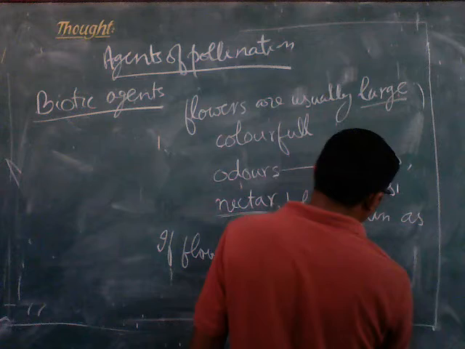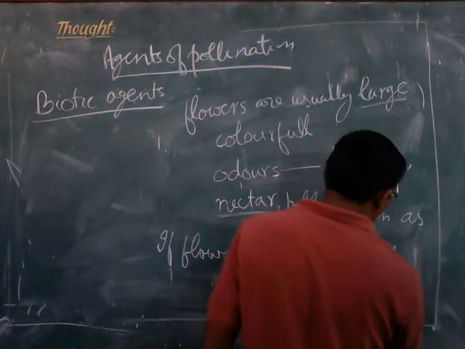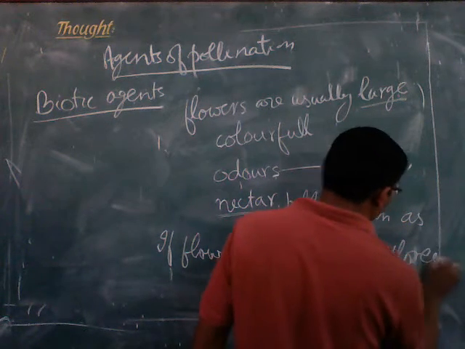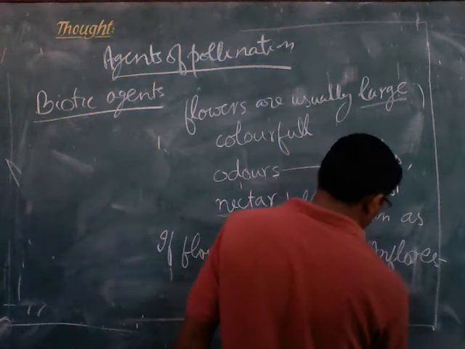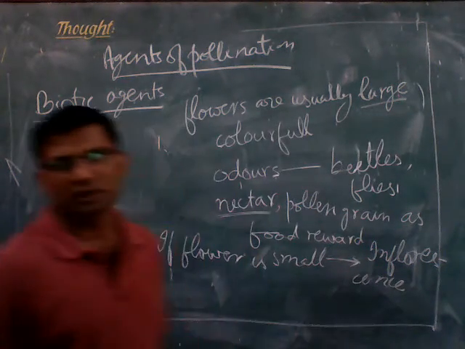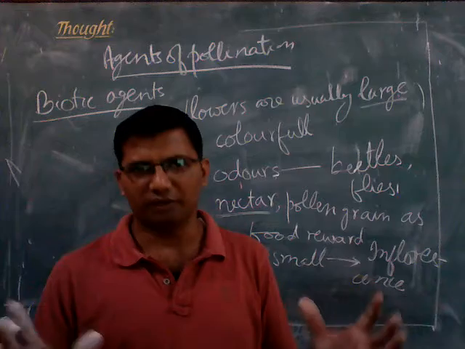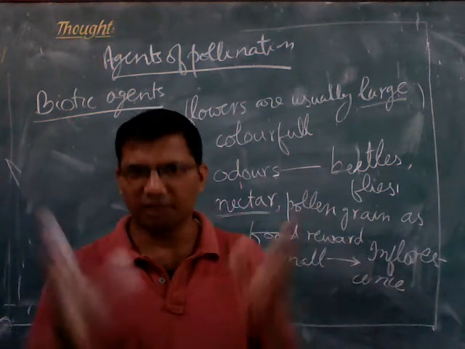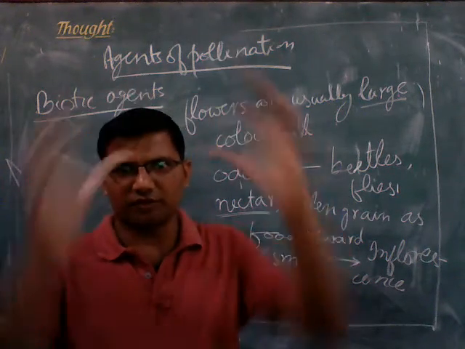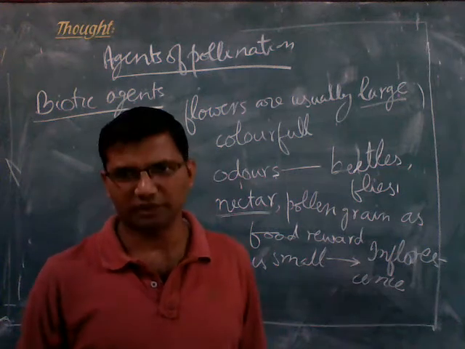It will be arranged in the inflorescence. You all know about inflorescence, right? What is inflorescence? If there are so many flowers arranged on the same peduncle, a cluster of flowers together, this is called an inflorescence.